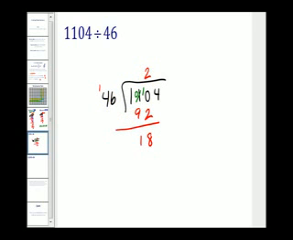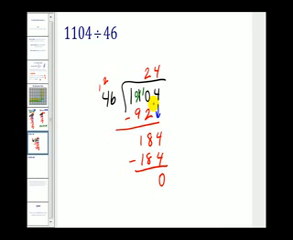Let's bring down the next digit. So we have 184. How many 46s are there in 184? Again, that's difficult to determine, but we can think of this as 50 and think of this as maybe 200. And there are 4 50s in 200, so let's try 4. 4 times 6, that would be 24. Carry the 2. 4 times 4 is 16, plus 2, that's 18. Now when we subtract, the result is 0.